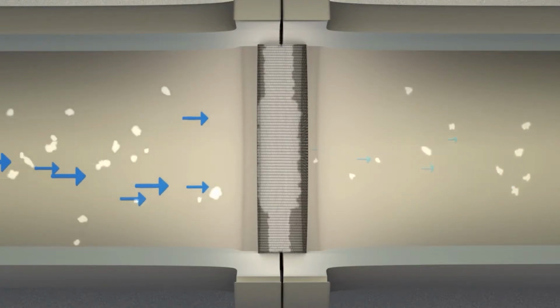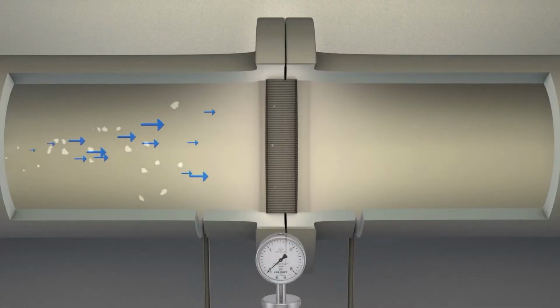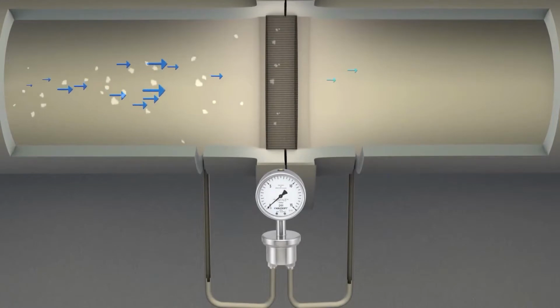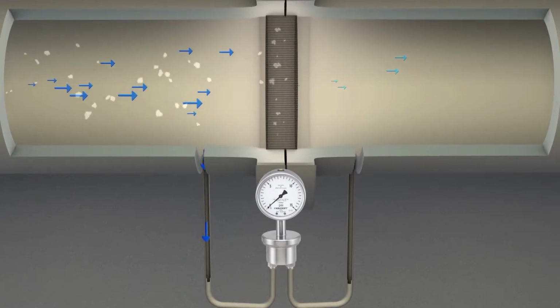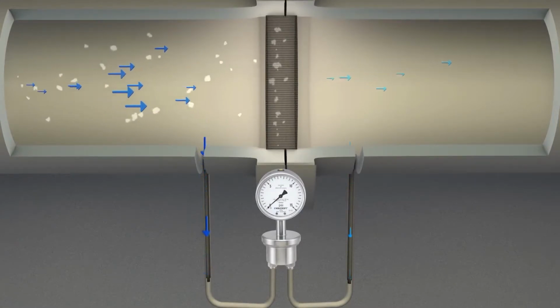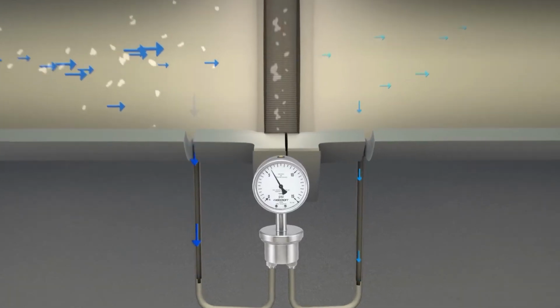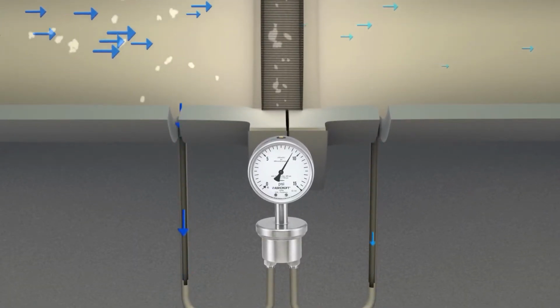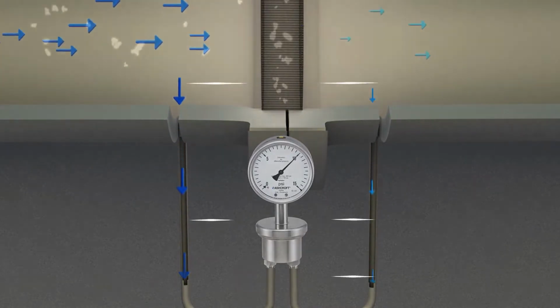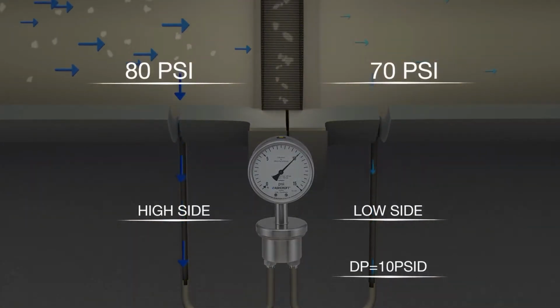So how can we measure the dP? Placing taps both before and after the filter, a differential pressure measuring instrument can be connected to detect the high side and low side pressures. The instrument will report the difference between the two sides. The saturation point will be indicated when the delta P value reaches a predetermined threshold.